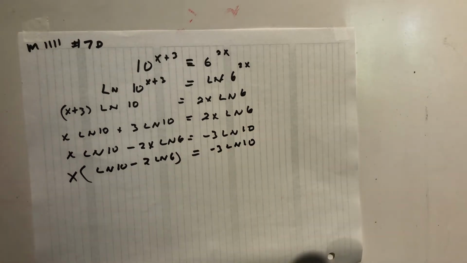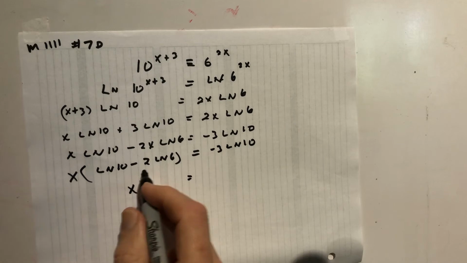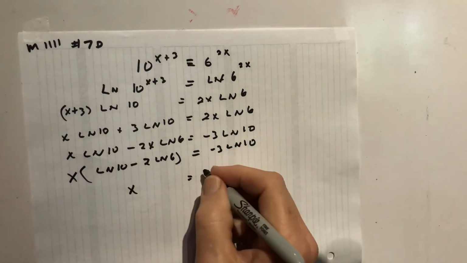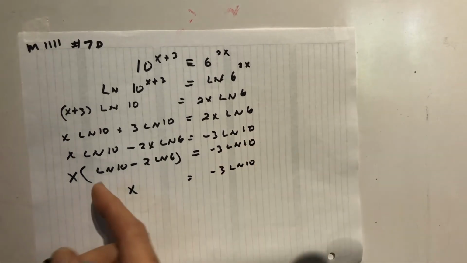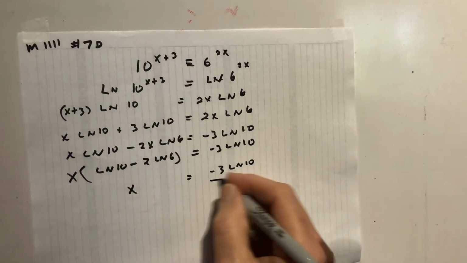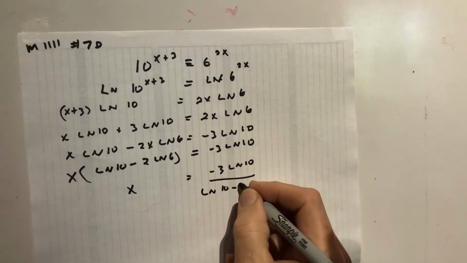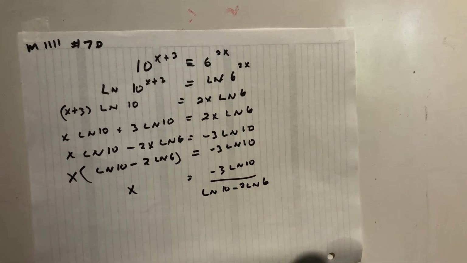And the last step, x times this equals this. We need to move this to the other side. So leave the 3 ln 10. This is multiplied, so we have to divide. Ln 10 minus 2 ln 6. That is your answer. Now, we'll also probably want a decimal answer. This is the exact answer.